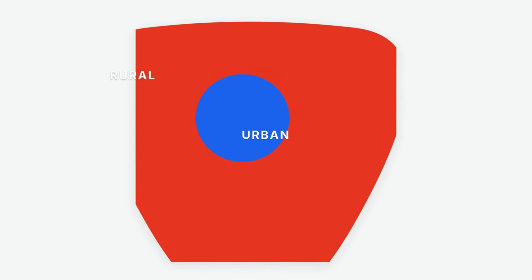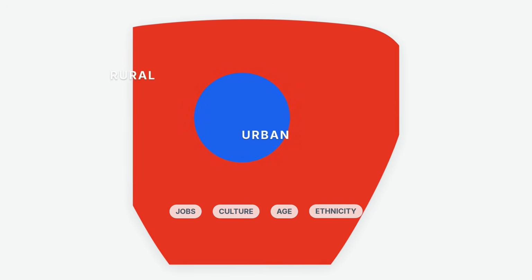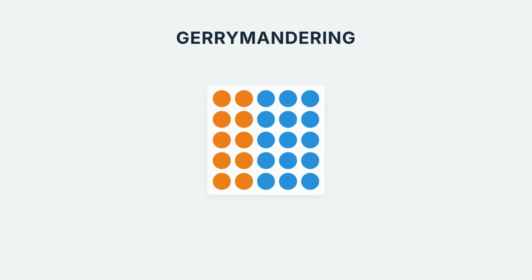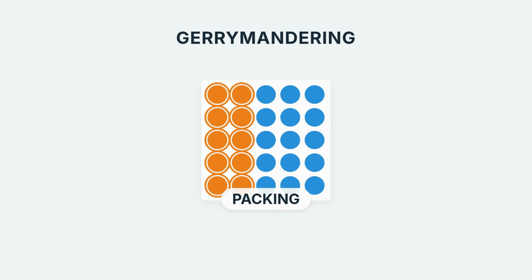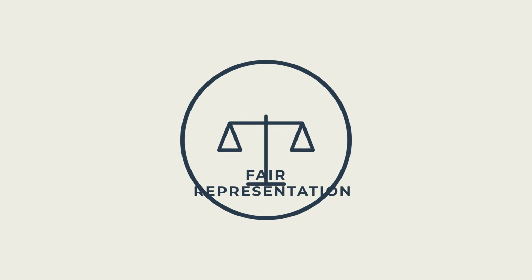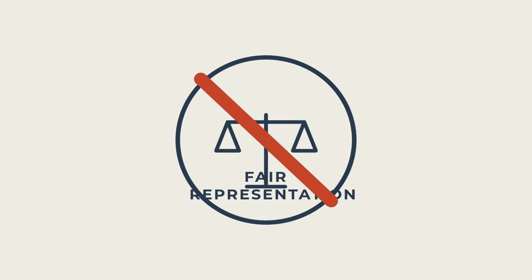Political geography also studies elections. Electoral geography looks at how people vote in different places. Urban and rural areas often vote differently. Regions may vote based on jobs, culture, age, or ethnicity. Another key term is gerrymandering, which is drawing voting district boundaries to help one political group. Packing places many opposing voters in one district. Cracking splits them. Gerrymandering can reduce fair representation.